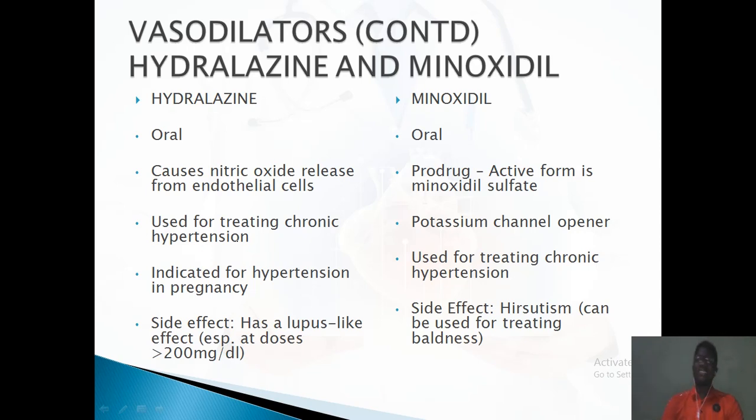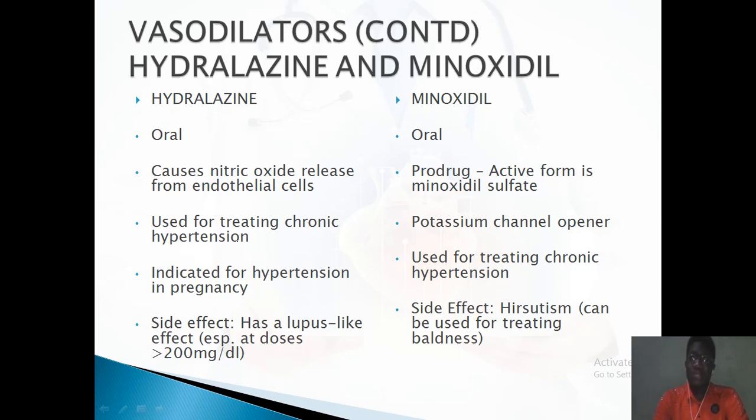Hydralazine is indicated for hypertension in pregnancy. Like I said before, the drugs used for hypertension in pregnancy: hydralazine, labetalol, methyldopa, and nifedipine. So hydralazine can be used for hypertension in pregnancy. Side effect: it has a lupus-like effect.